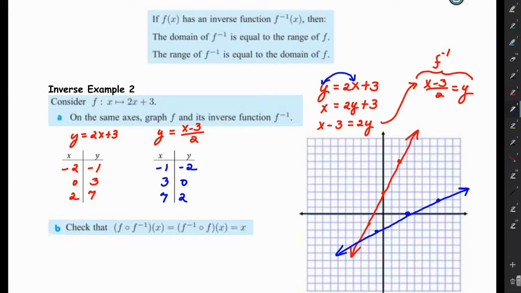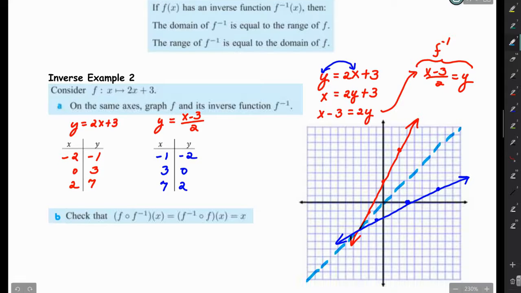All right, so my graphs are drawn. Now, if I did it correctly, my inverse function should reflect nicely over my line y equals x. So let's just draw on the line y equals x. We could see that the red graph, the original function, perfectly reflects over the line y equals x to be our inverse function, which is the blue graph.